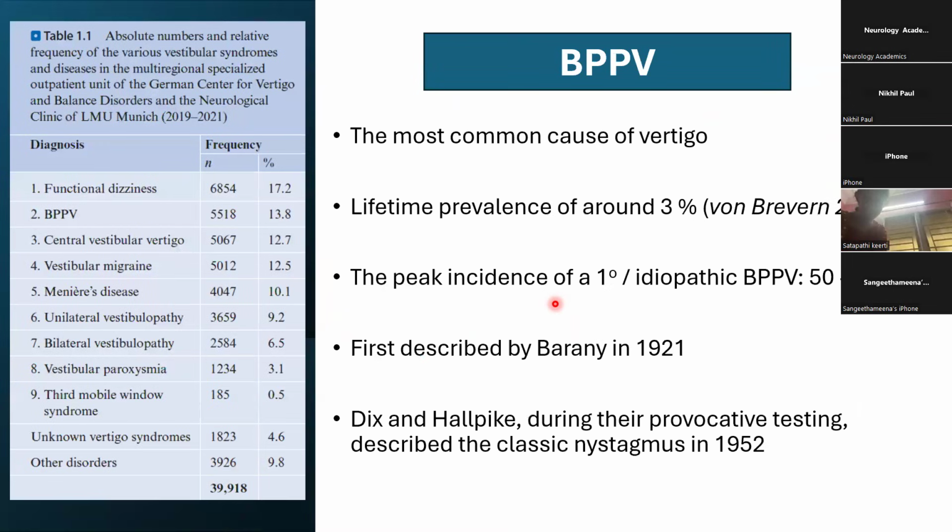So with that basic understanding, we go to BPPV. It is one of the most common causes of vertigo, with a lifetime prevalence of around 3%. The primary idiopathic BPPV is seen mostly in 50 to 70-year-olds. Historically speaking, it was first described back in 1921 by Barany. And our classic Dix-Hallpike maneuver was described in 1952.